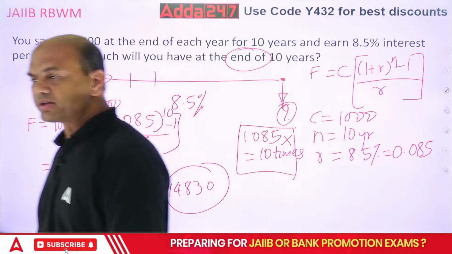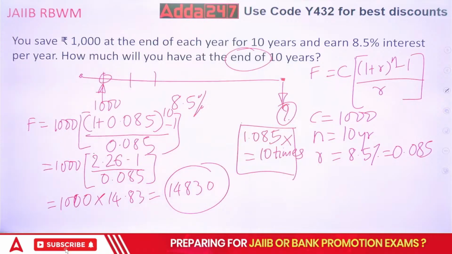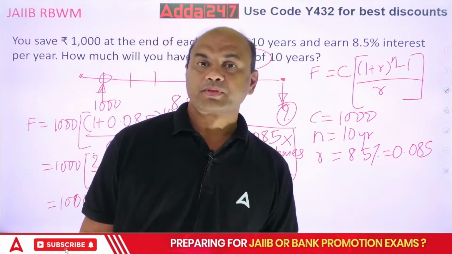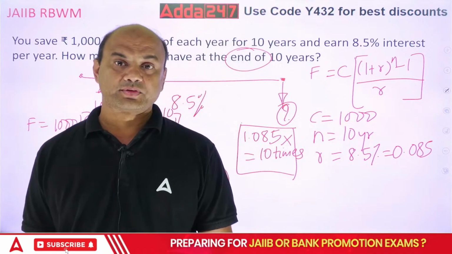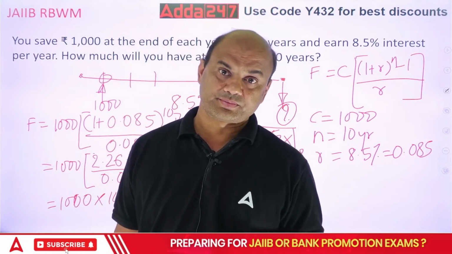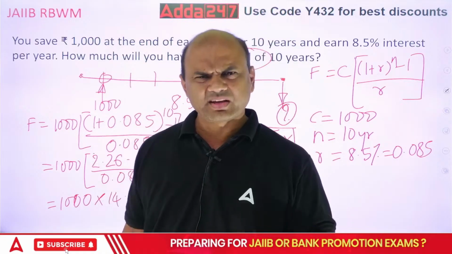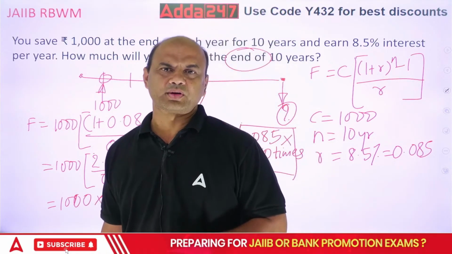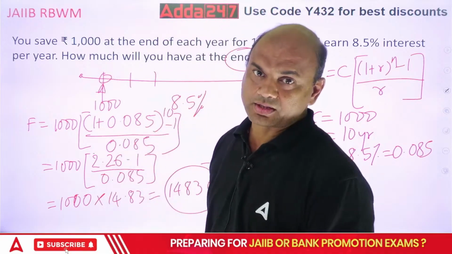Got it, everyone? Clear this concept? These two numericals are surely there in your RBWM paper also. Remember, this time, May 25, numericals were heavy. Every year they are asking numericals. So don't leave any of the numericals.